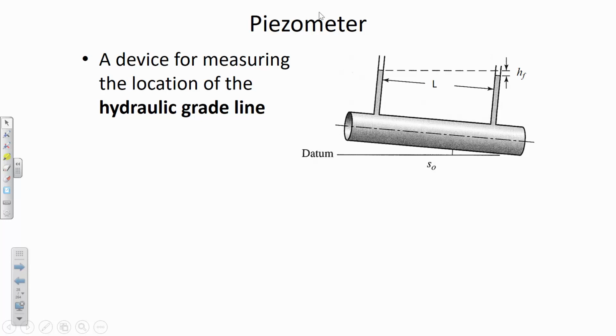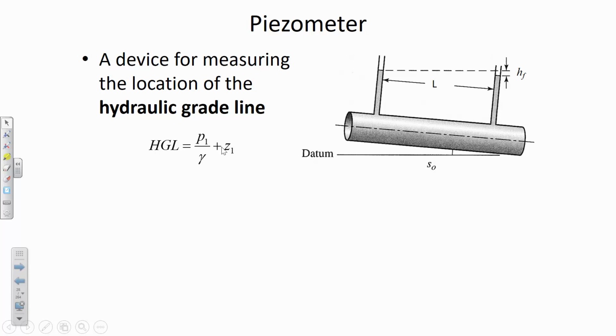Recall that our definition of a piezometer is something that can be used to measure the hydraulic grade line. And there are two terms that go into calculating or even graphing the hydraulic grade line. There's the pressure head term and the elevation term. And the energy grade line, remember, is the hydraulic grade line plus one other term. The energy grade line also includes the velocity head. So EGL is HGL plus V squared divided by 2g.